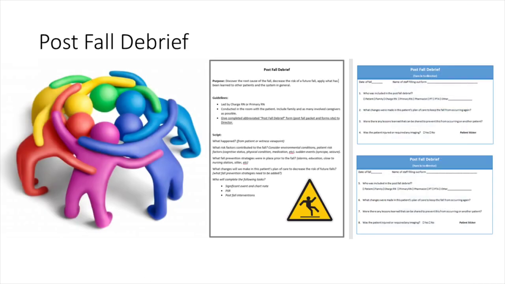Finally, best practices in fall management recommend a fall debrief that includes all staff members caring for the patient and family if appropriate. The goal of the fall debrief is to get to the root cause of the fall and obtain ideas to prevent the fall from occurring again in the future. The debrief should be led by the charge or primary nurse. A script will be provided to the units and will also be kept on the form site. An abbreviated form will be turned in to the unit director before the end of the shift.